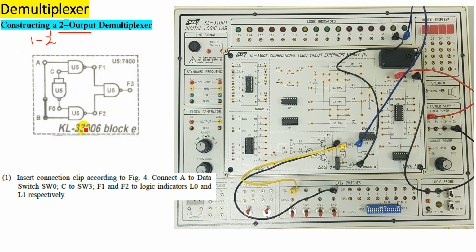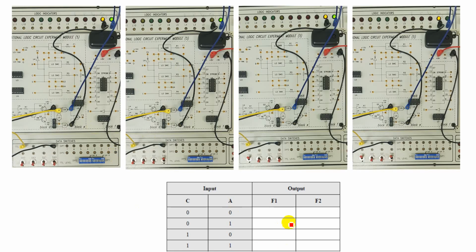We are going to use the same module which we used previously. We work in block E, the same block where we also worked during the multiplexer operation. We have only one clip here and we put a clip here. Same here, and we make the connections accordingly, which is a straightforward connection, then change the values and fill this table.